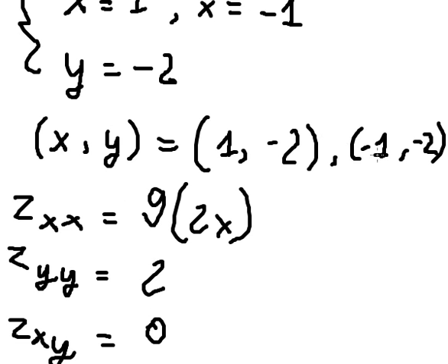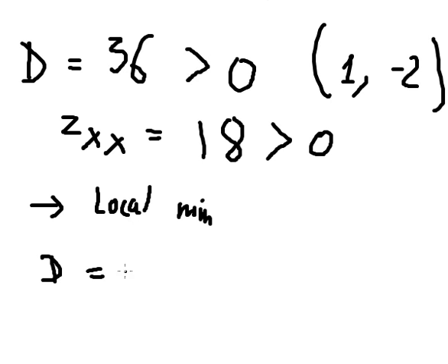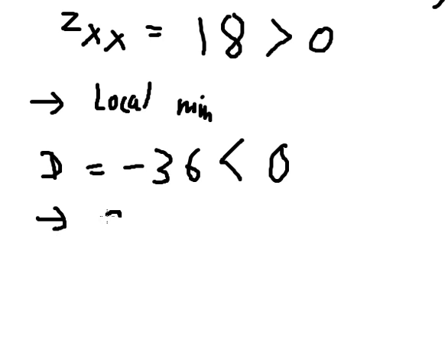And now we put negative number 1 go in here. So we have D equals to negative 36 is smaller than number 0. So that means this is about saddle point.